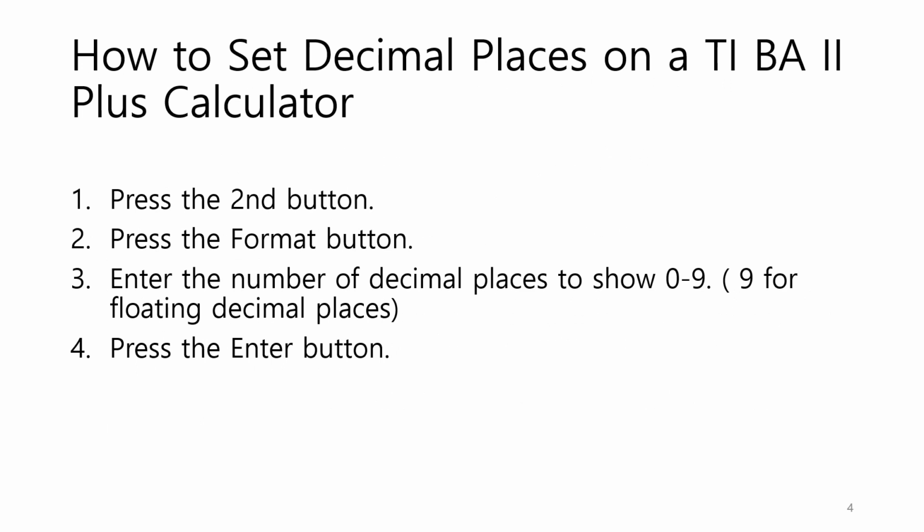And then, this can be some minor issue, but let's discuss how we can set the decimal places on this financial calculator. First, press the second button, then press the format button. Then enter the number of decimal places to show, 0 to 9. Then press the enter button.